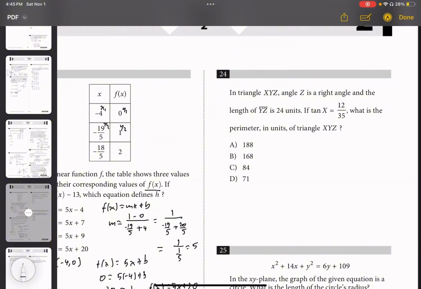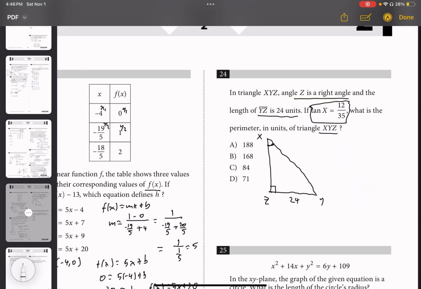In triangle XYZ, angle Z is a right angle and the length of YZ is 24 units. So let's draw that out. Sorry, I'm going to draw it differently so it makes more sense. So X, Y, Z, Z is a right angle, and the length of YZ is 24 units. Tan of X, so this angle right here, the tangent of X, is 12 over 35. What is the perimeter in units of triangle XYZ?